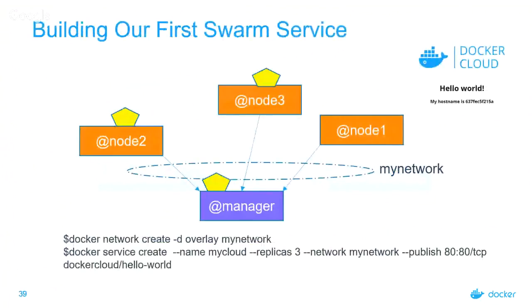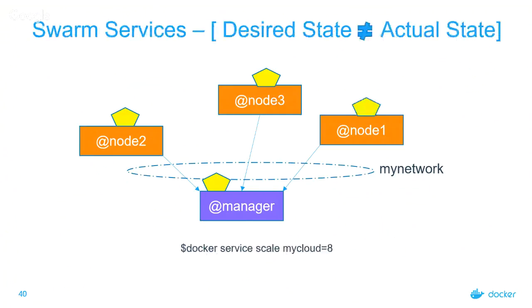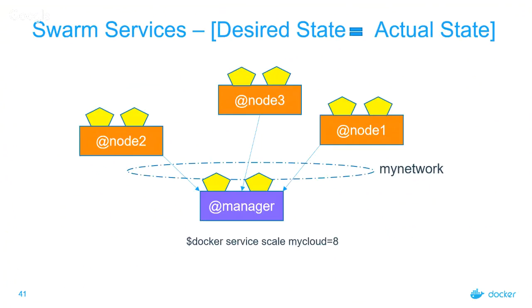One example would be, if you see this example where you create an overlay network and say, I want a service named my cloud having 3 replicas. So you have 3 copies of it. At any point of time, if I scale it to 8 copies, at this point your desired state is not equal to the actual state. And this is where the swarm mode comes into the picture. What it does is it brings it to the desired state. Now you have 8 copies of this particular service running.